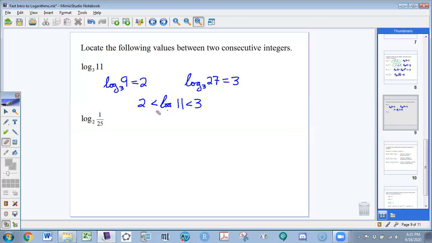With this, we're just trying to make sure that we understand logs enough that we can roughly estimate the value of logarithms that don't come out so nice and perfectly. In this case, a little bit trickier.